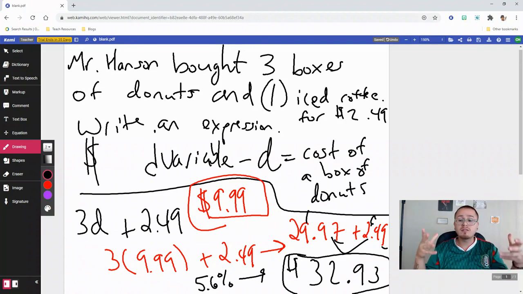So simplifying expressions: know your vocab, distribute, combine like terms, watch your signs, use a number line, use a calculator if you need to. Work on applying this in real life. Start thinking about how you can write expressions. We're going to spend a lot more time on that next week.